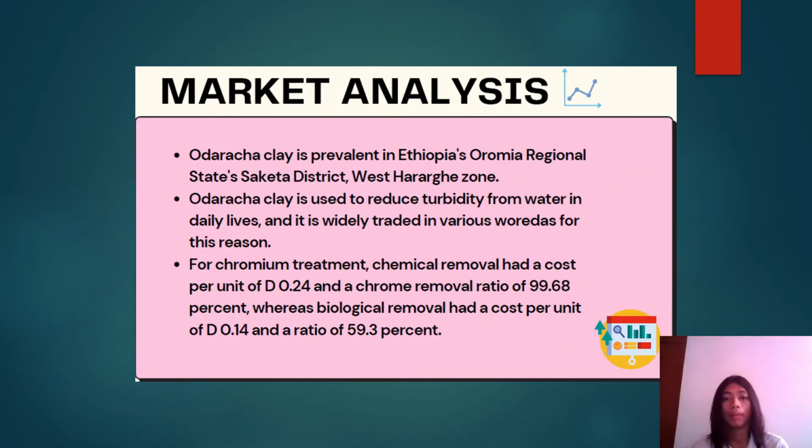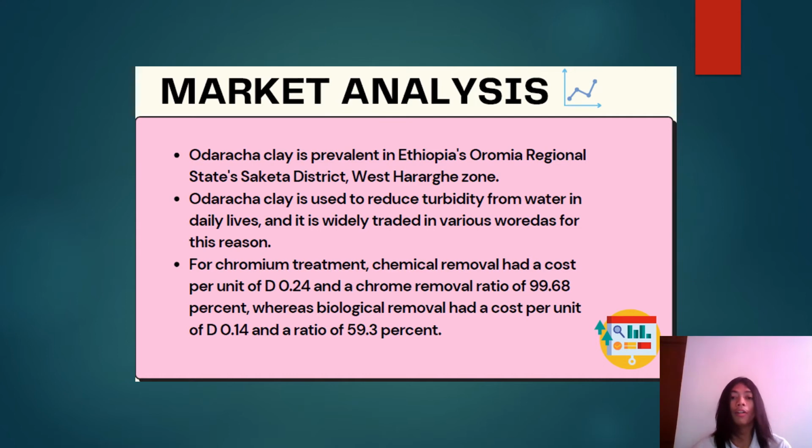Assalamualaikum and good day. My name is Adib Rahman Faisal, and today I will be presenting about market analysis. In our research project, the adsorbent used to remove chromium from wastewater is known as Odaracha clay or Odaracha soil. It is traded commercially in the Bukit Tico market in Utopia country. Rural people have been utilizing it to decrease turbidity from water. Odaracha soil can be collected from the Saketa district of Bukit Tico.